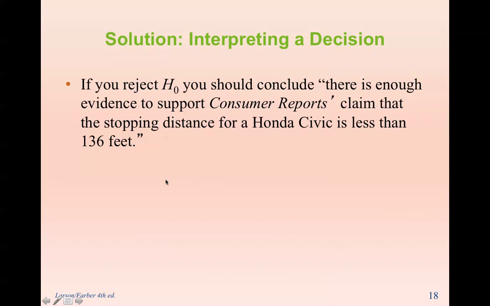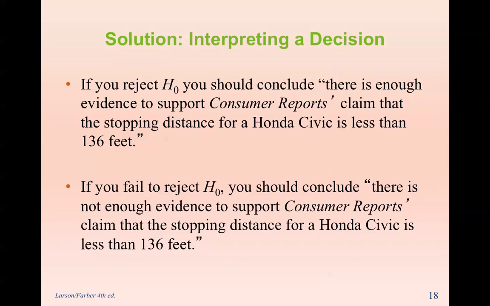So if you reject H naught, you should conclude there is enough evidence to support Consumer Reports, because our claim is really the alternative. So we have to reject it in order for there to be enough evidence to support our claim. If you fail to reject it, you should conclude that there is not enough evidence to support our Consumer Reports claim that the stopping distance for a Honda Civic is less than 136 feet.